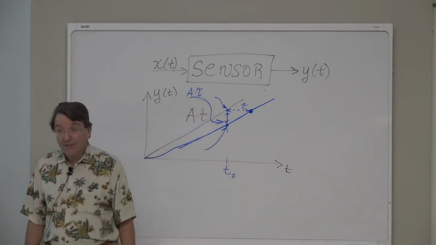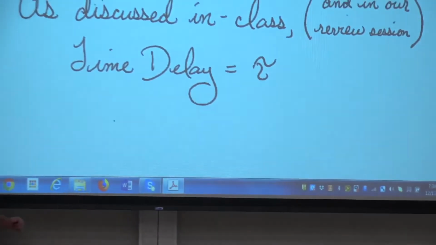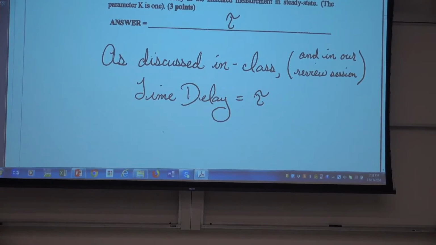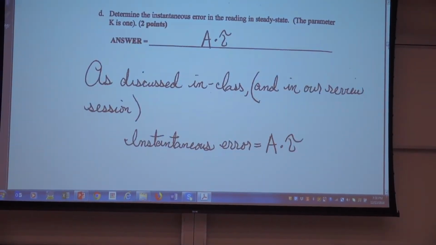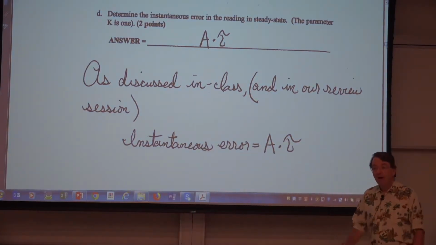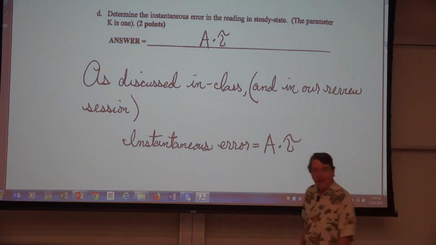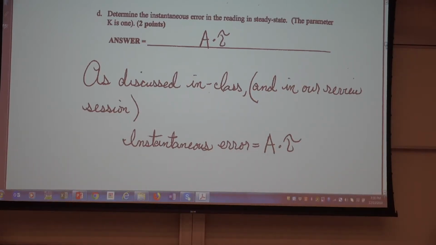Have I done okay? Have I recovered? All right. So I now come over here. Let me close these lecture notes. And now I agree with what I wrote. So here it says the time delay is tau. And the instantaneous error is A times tau. Sorry about that. Veronica, my colleague in right field, we're good? So that takes care of parts C and D.